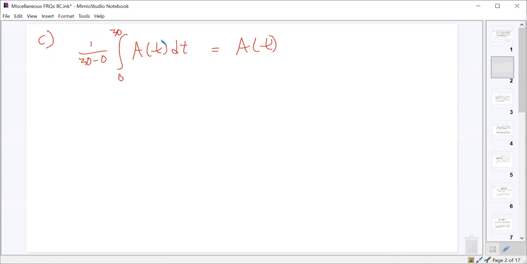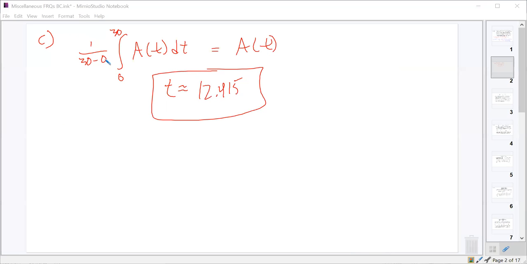The integral you'll get a value for, you multiply it by 1/30th, and then you set that equal to the function. And it comes out to be t is 12.415. And that was worth 2 points. Also 1 for setting this up properly with the mean value theorem, and 1 for getting the answer.